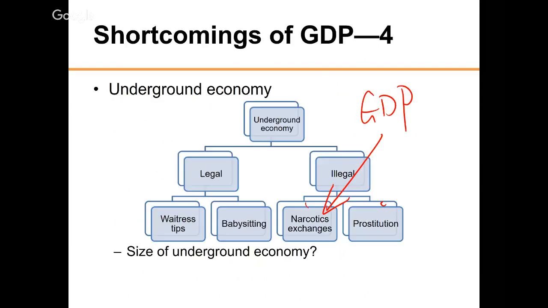Now, there's also some legal part too. Many of the waiters, at the end of the shift, have all those cash tips. That is part of the income, but they don't report it, right? And if you hire a babysitter, they probably don't report the income either, right? Even though they're legal services, they are not reporting their income. Therefore, that's also part of this underground economy, and that is not being measured by the GDP.